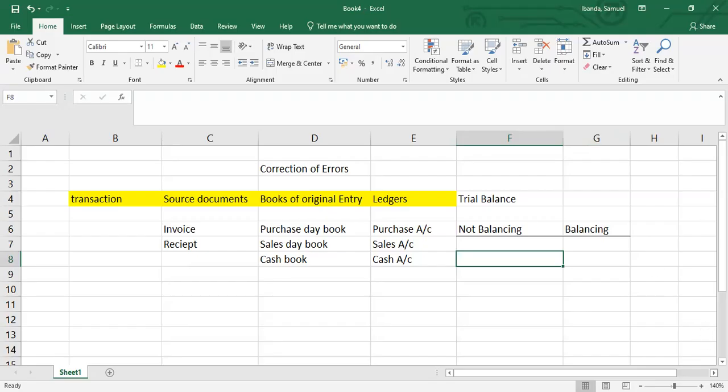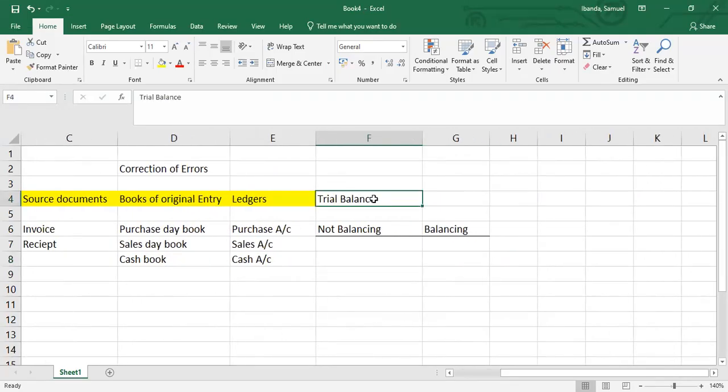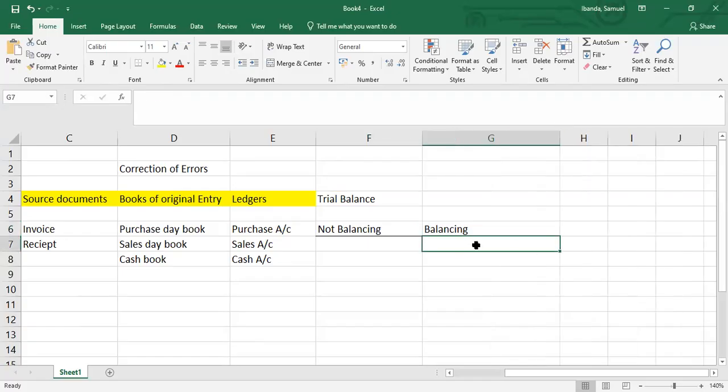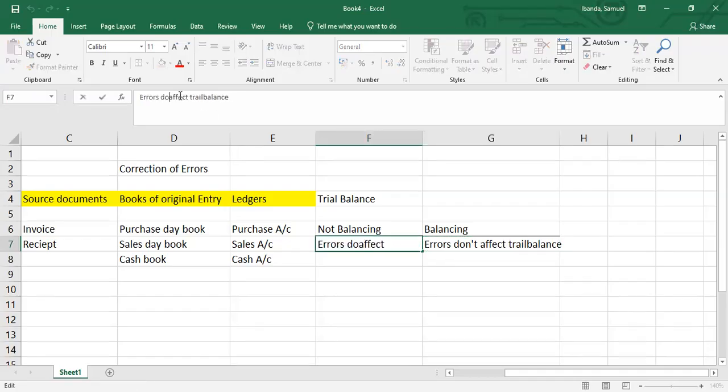Now, when our trial balance is balancing and there are errors, we say that those errors don't affect the trial balance. Those errors don't affect the trial balance. And of course, when our trial balance does not balance, then we say that those errors do affect the trial balance.